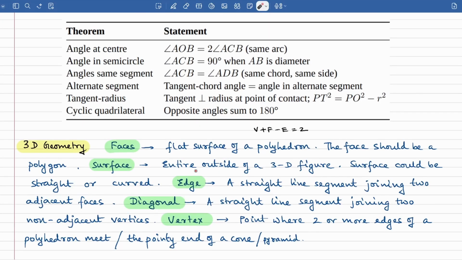A few definitions on 3D geometry, not because you have 3D geometry in the syllabus, but because you could need them in the topic of mensuration. So what are faces? Faces are flat surface of a polyhedron. What is a polyhedron? It's the 3D version of a polygon. The face should be a polygon.